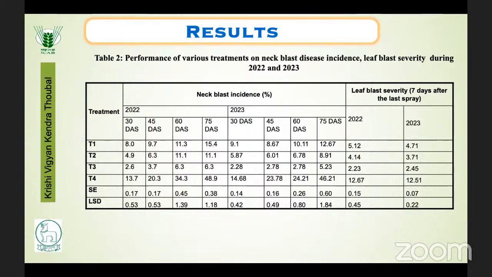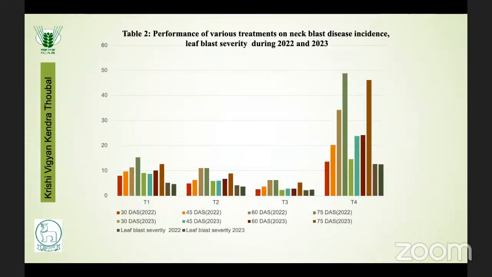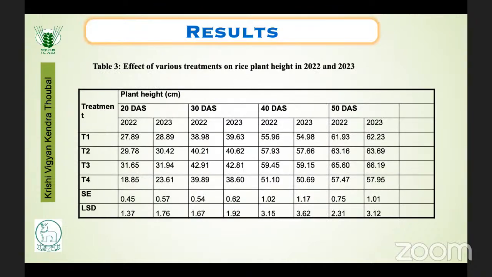The same pattern can be found in case of leaf blast severity, which was recorded 7 days after the last spray. Here we can find 2.3% and 2.4% over the 2 seasons for leaf blast severity in case of treatment number 3. The next is the graphical representation of the various findings of table number 2. And in table number 3, we can find the effect of treatments on plant height.